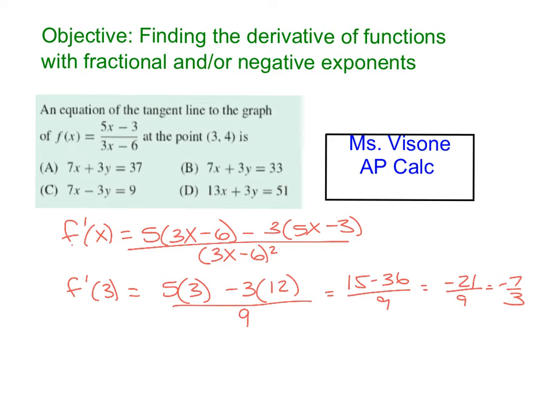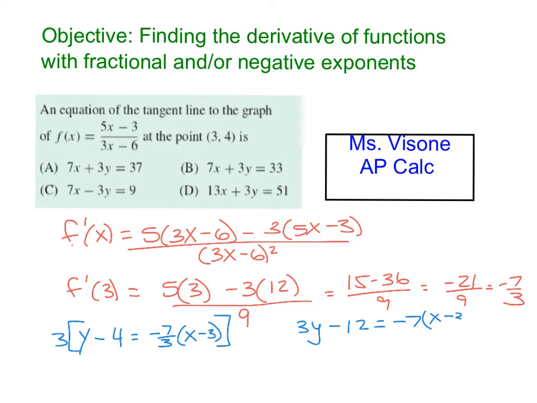Okay, so now I'm going to write the equation of my line. Y minus 4 equals negative 7 over 3, x minus 3. I'm going to get rid of my 3 by multiplying everything by 3. You can do this in a few different ways. This is how I do it. So that canceled out the 3 on the right side. Now I'm going to distribute.